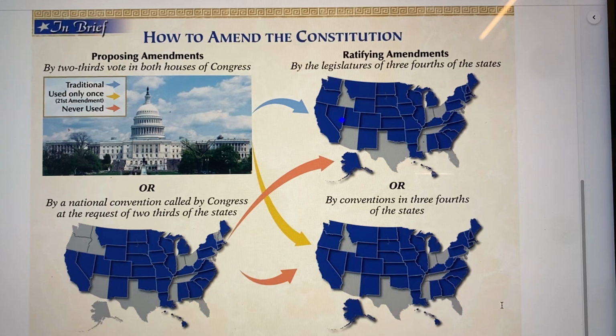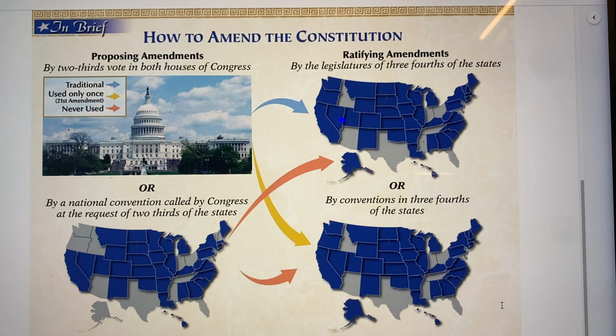So what was never used? Basically, a national convention called by Congress at the request of 2/3 of states. We've always used just a 2/3 vote in both houses of Congress. We've never had a convention, although our Constitution says they can have one. That's another method. So there are 2 ways of proposing. First of all, they can put forth a 2/3 vote in both houses, or they can have a convention.